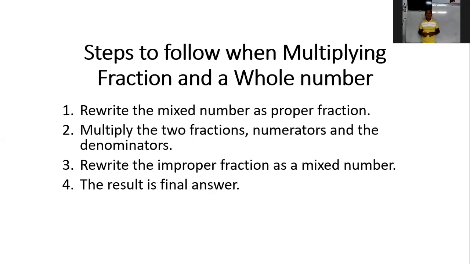Rewrite the mixed number as a proper fraction. Remember the first lesson that we have? We learned how to change a mixed number to an improper fraction. The second step is to multiply the two fractions, numerators and denominators. Then rewrite the improper fraction as a mixed number, and the result is the final answer.